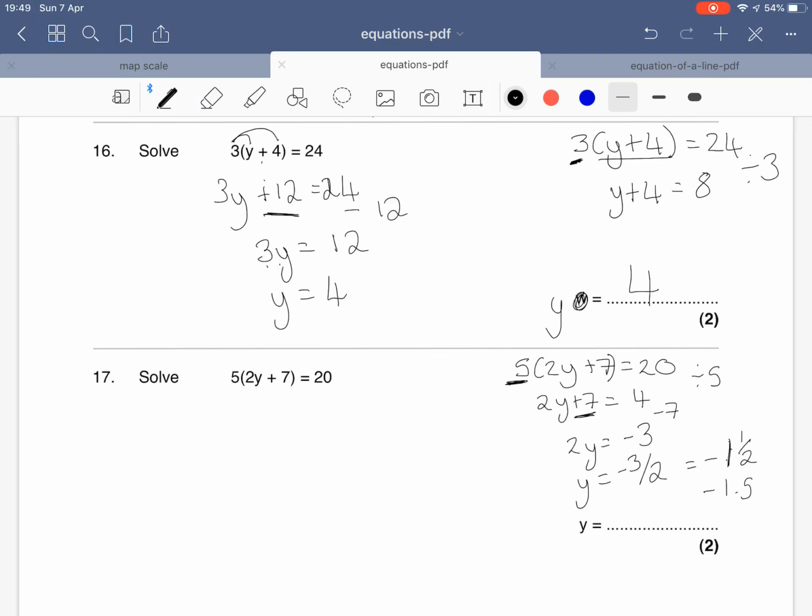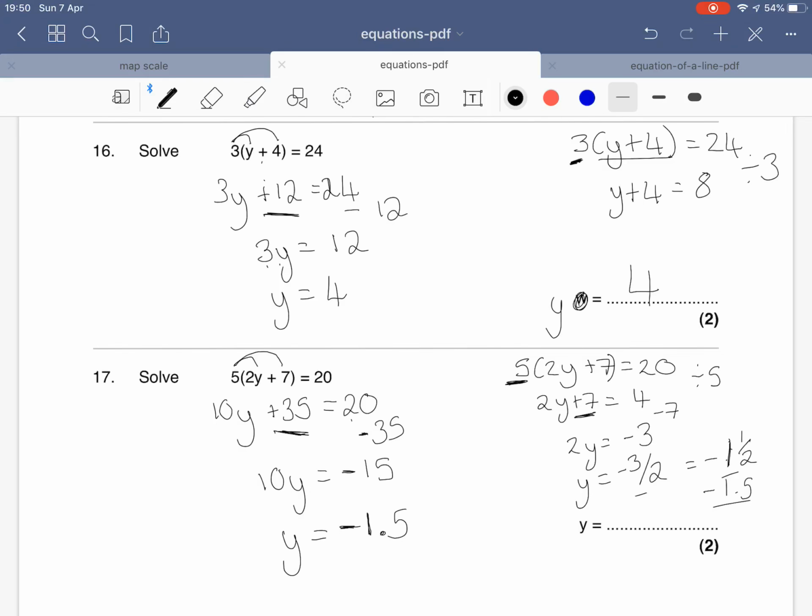1.5, however you want to write it. All those are equivalent, so it doesn't matter. If you were to expand it first, you've got 5 times the 2y, which is 10y, and 5 times the 7, which is 35, and I've got equals 20, so I can subtract my 35 first. So I'm left with 10y is minus 15. 20 take away 35 is minus 15, and then divided by 10, you should know you just need to move your decimal point, which is minus 1.5, which is the same thing I got over here.